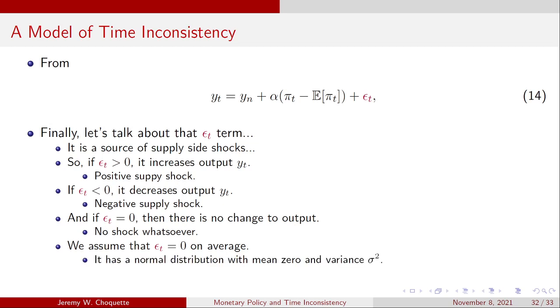Essentially, it's got a normal distribution. So it's a bell curve, where the mean, the peak of that bell curve, is 0, and it's got a variance of sigma squared. So every period you can expect it to be 0. Thus, the expectation of that shock is 0.